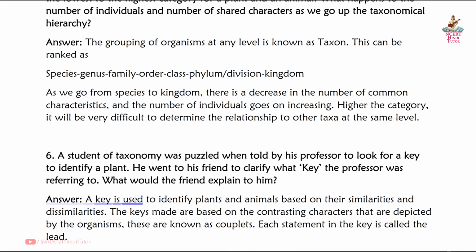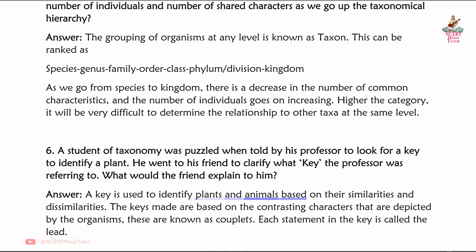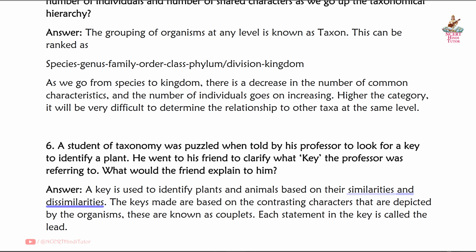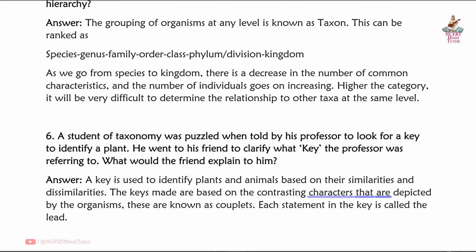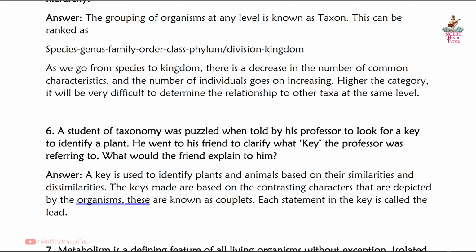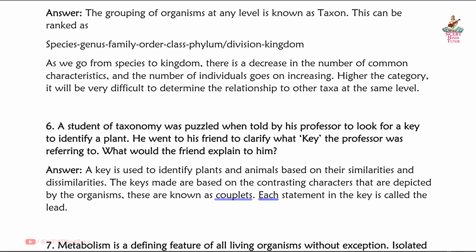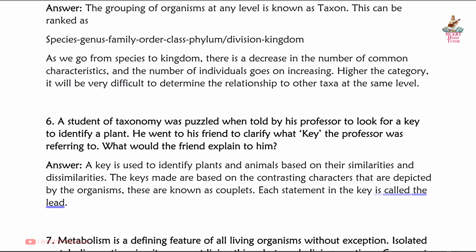Answer: a key is used to identify plants and animals based on their similarities and dissimilarities. The keys made are based on the contrasting characters that are depicted by the organisms. These are known as couplets. Each statement in the key is called the lead.